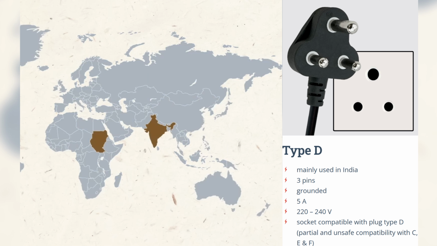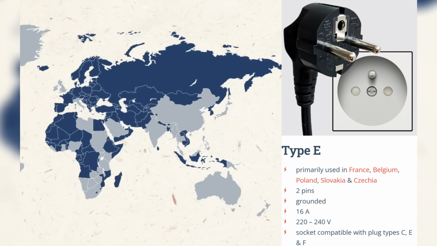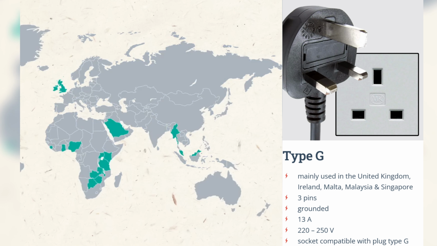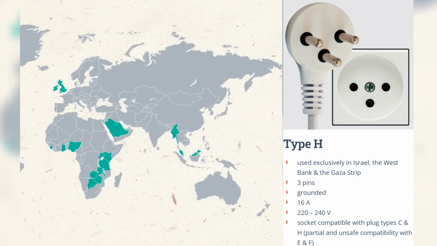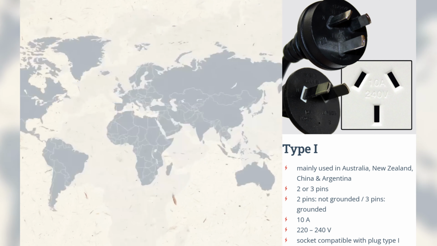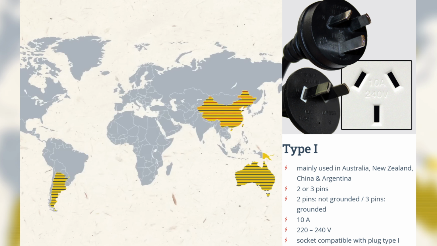Type D, used in India. Types E and F, used throughout Europe. Type G, used in the United Kingdom, Malta, Malaysia, Singapore, and the Arabian Peninsula. Type H, used in Israel. Type I, used in Australia, New Zealand, China, and Argentina.